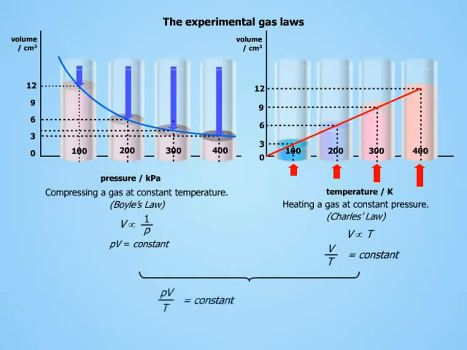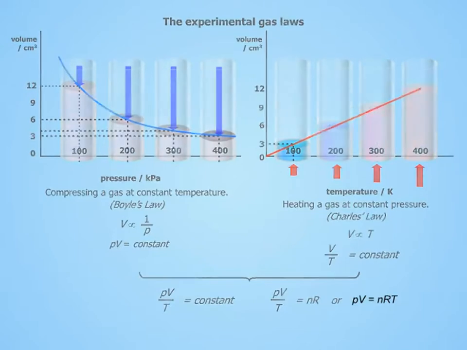Combining Boyle's law and Charles's law gives an equation: PV divided by T is constant. This equation applies to a pressure or a temperature change for a fixed mass of gas. The constant of proportionality is nR, where n is the number of moles of gas trapped in the container, and R is the molar gas constant. The rearranged equation PV equals nRT is known as the ideal gas equation.